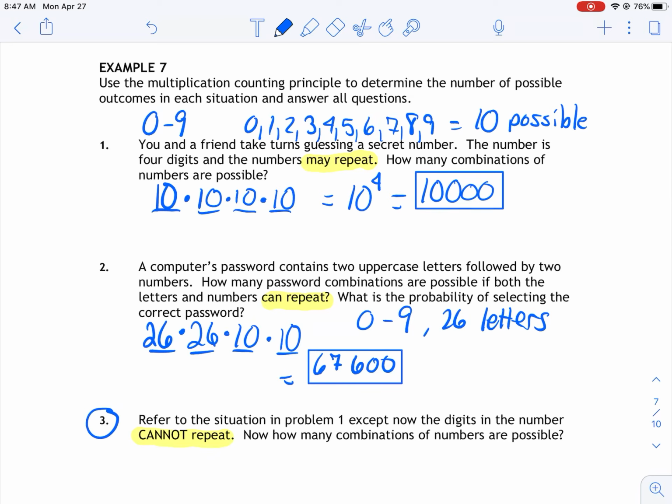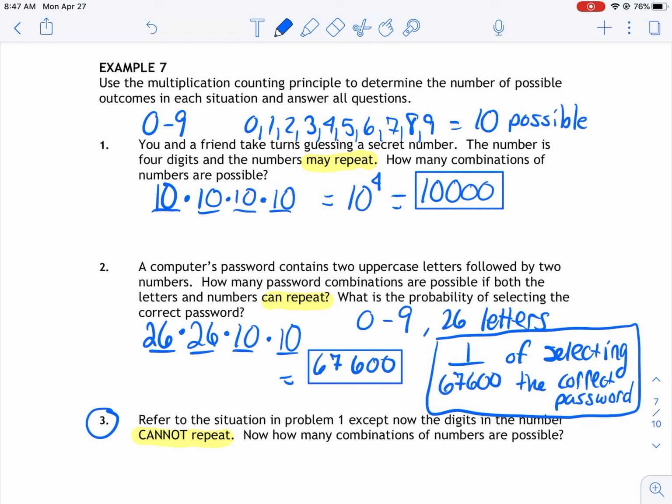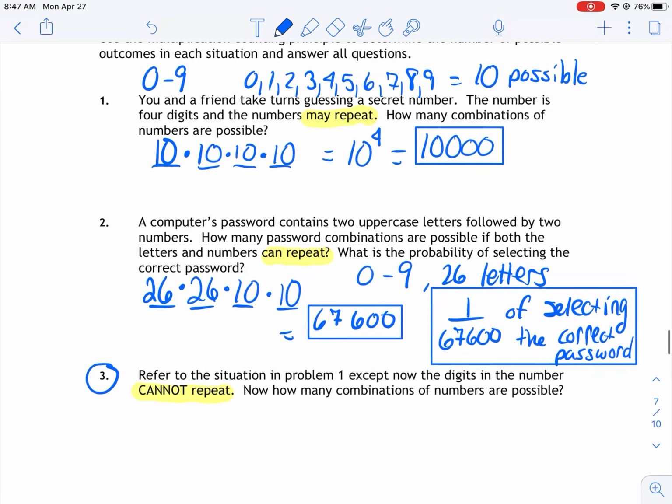Now, there was a follow-up question with problem number 2. It says, what is the probability of selecting the correct password? Well, out of all those combinations, only one of them is the correct password. So there is a 1 in 67,600 chance of selecting the correct password. So we'll go ahead and box that in. Perfect. Excellent. All right. So those are the two answers for problem number 2.